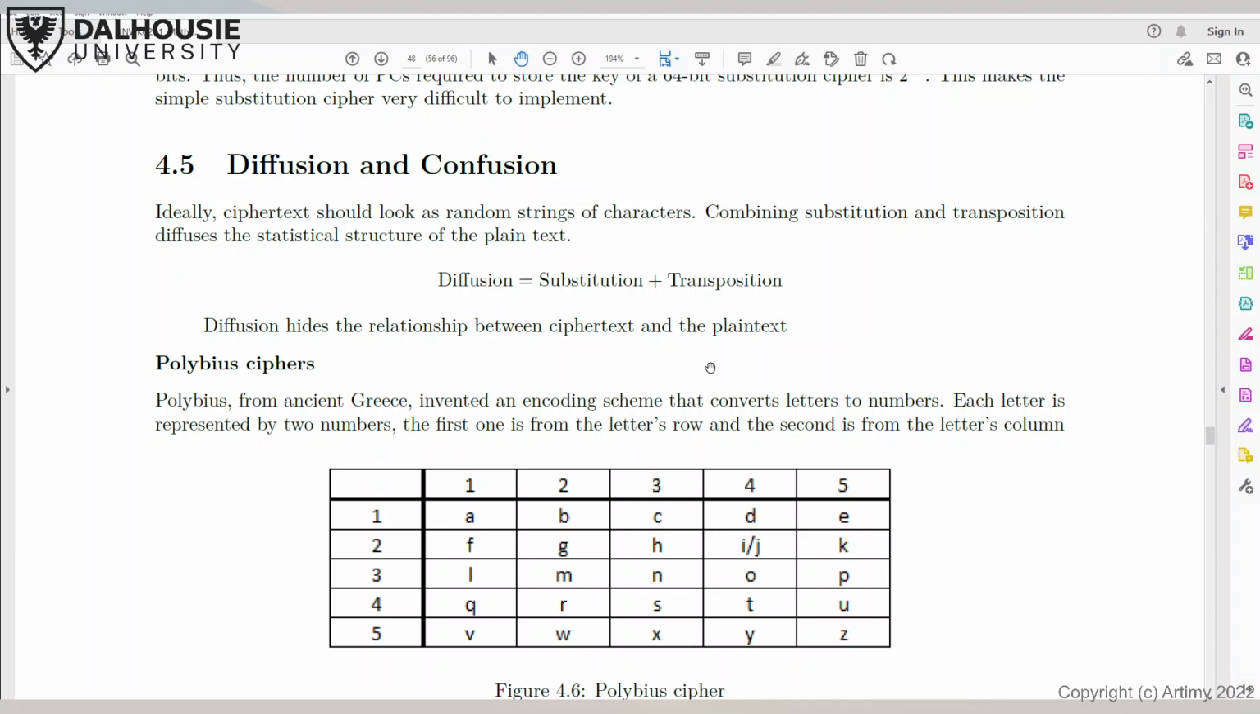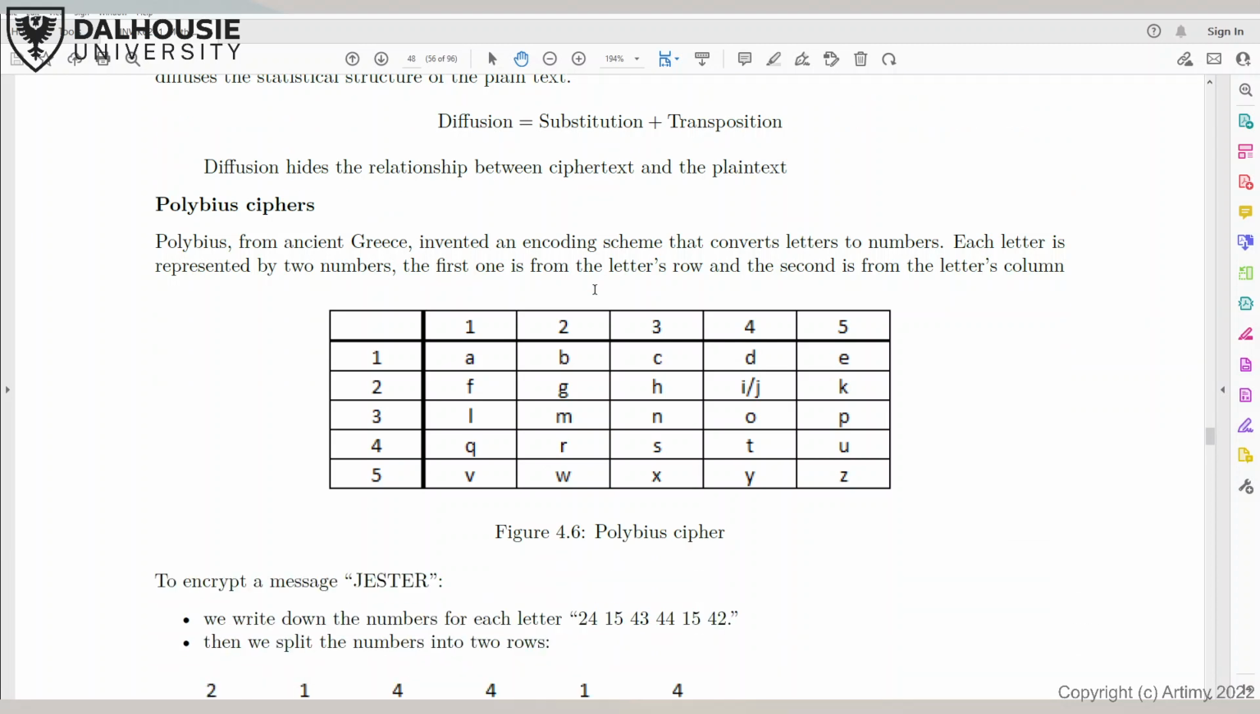There is another person, Polybius, if I pronounce it correctly, who came up with this cipher that translates the characters into numbers, and so that's substitution, and then moves them around, so it does transposition. So it does both things.